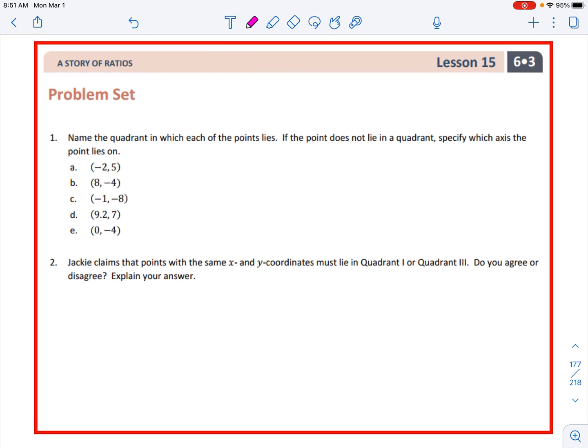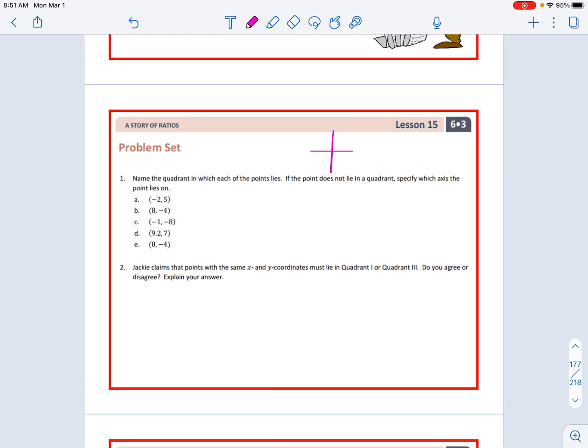So you have a problem set that looks like this. You can make your own coordinate plane if you need to. Remember the rules, and go back to the video if you need help. Tell me in which quadrant each of those points lies, then answer number 2 and turn it in.